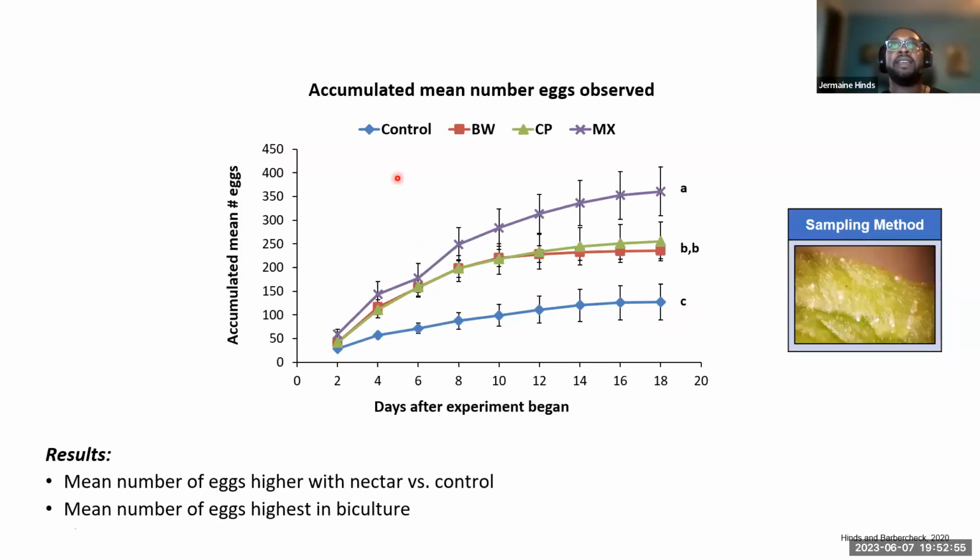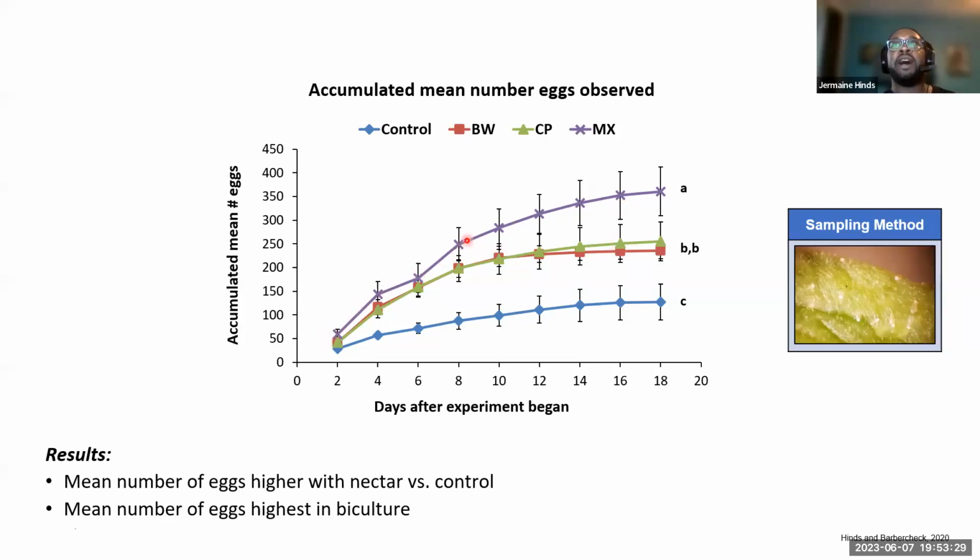So looking at the egg laying, on the y-axis, I have the mean number of eggs. On the x-axis, I have the days after the experiment began. And this is just the cumulative amount of eggs laid by these beneficial insects over 20 days. And so that blue line is control. So you can see with no flowering resources, you see far fewer eggs. When you get one plant resource, you see a dramatically higher number of eggs. So these are eggs of beneficial insects that can grow into adults and go on to attack pests.